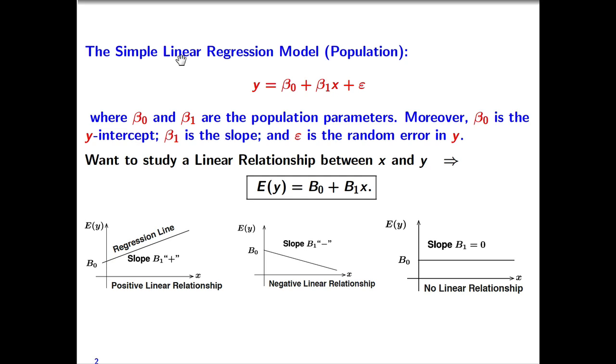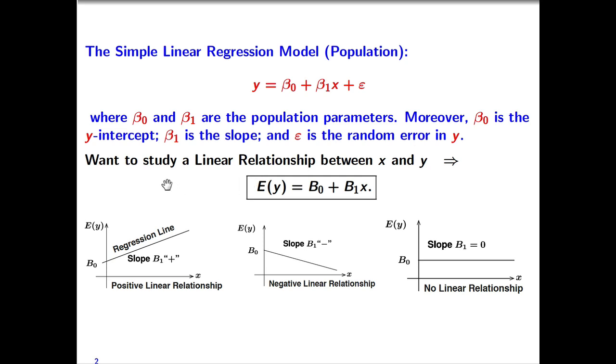The simple linear regression model for the population has the form y equal to beta 0 plus beta 1x plus epsilon, where beta 0 and beta 1 are the population parameters. Moreover, beta 0 is the y-intercept or true y-intercept, beta 1 is the slope or the true slope, and epsilon is the random error in y.